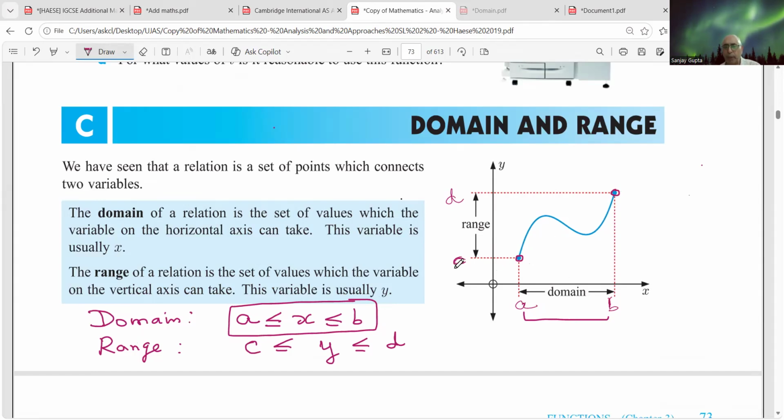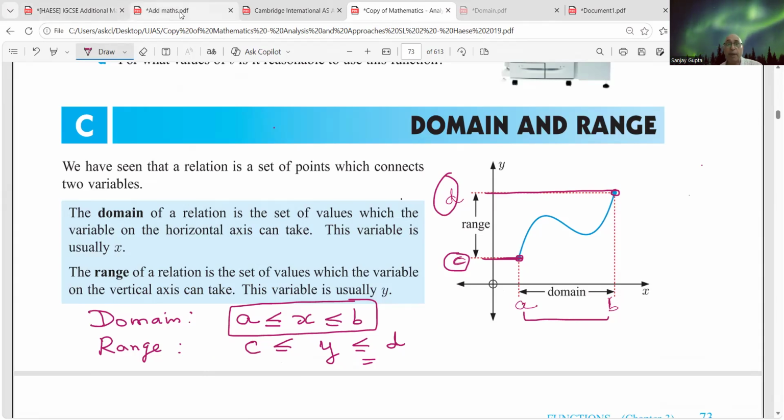Now looking at the range, where are the y values varying? The y values are varying from c to d. This is the minimum value of y for this function and this is the maximum. As x varies from a to b, y varies from c to d. So the range of the function is c less than or equal to y less than or equal to d. So this is the idea about the domain and range.